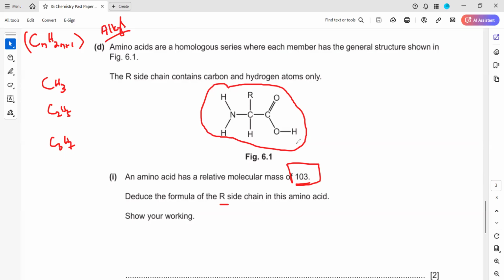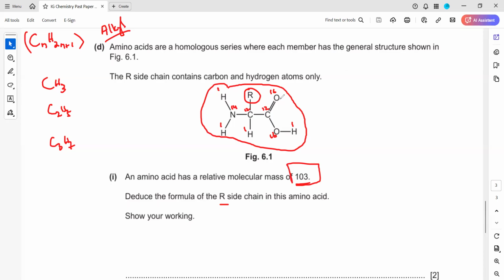Now what we have to do first is subtract. This is the total mass. We'll subtract the mass of these atoms. What is the mass of hydrogen? One. What is the mass of nitrogen? 14. What is the mass of oxygen? 16. Mass of a carbon? 12. So 12, 16, 1 and 1. What is this total? This total, where R is missing.